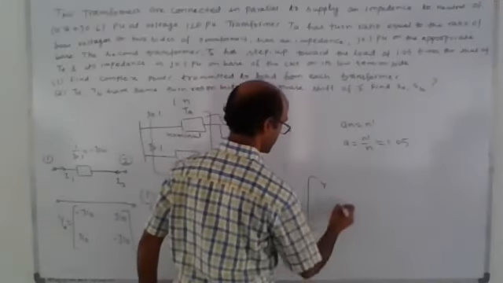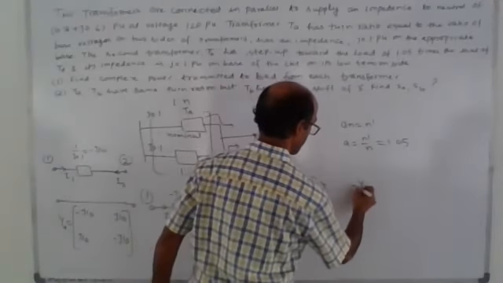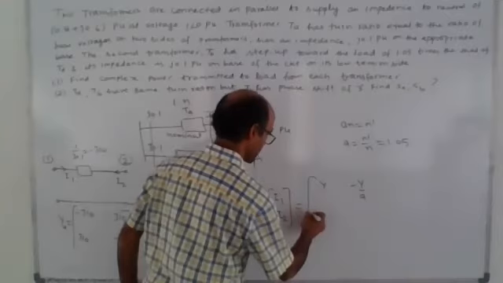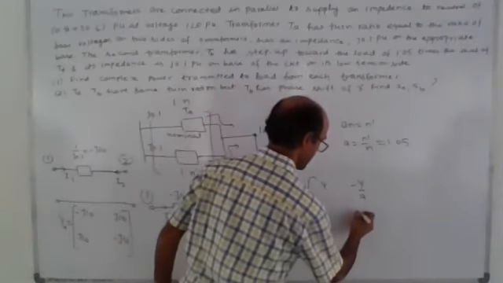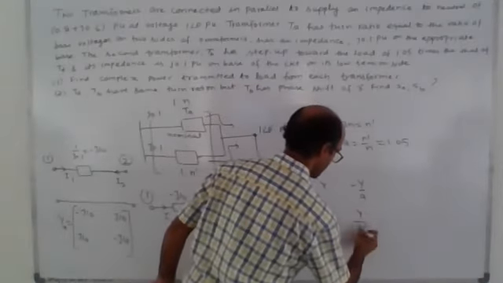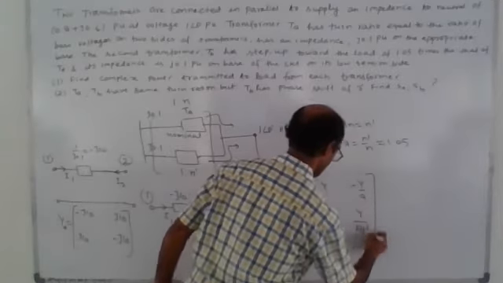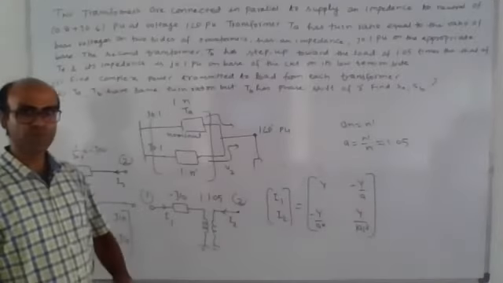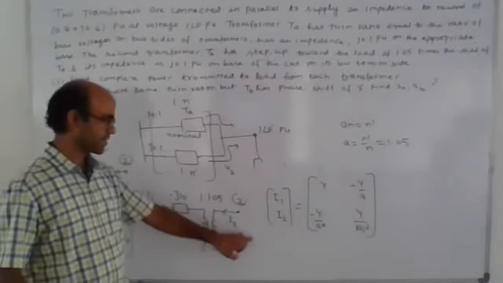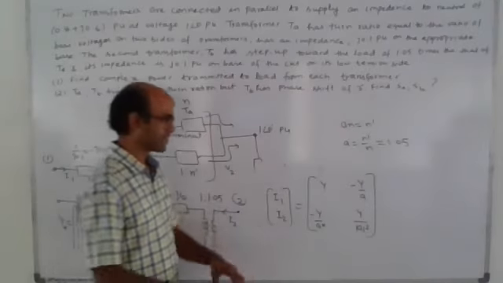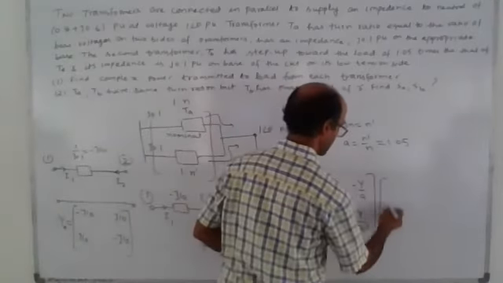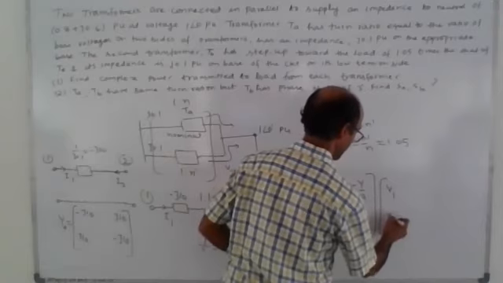Y, minus Y by a, minus Y by a transpose, and Y by a squared. This you have found, right? So very easy. How do I find these parameters? Can anybody tell?